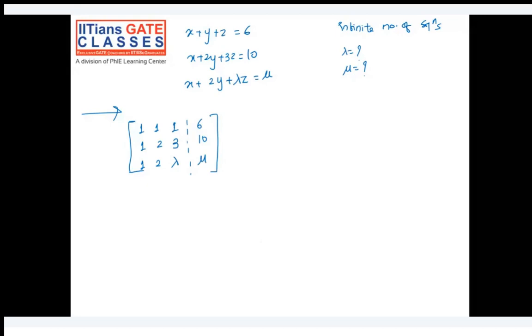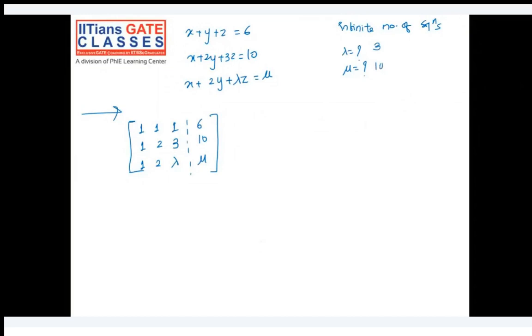Yes, Arjun, mu is 10 and lambda is 3. So 3 and 10 is the correct answer. Good. You have solved it quickly. Let's solve it. I'll help the others.